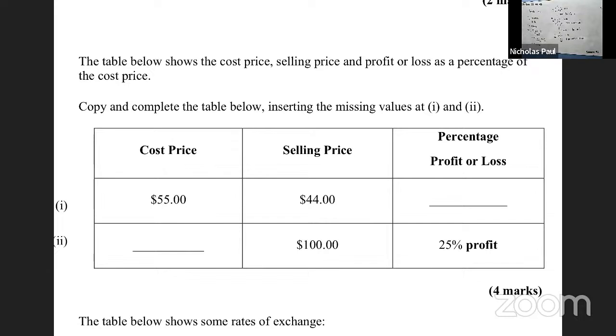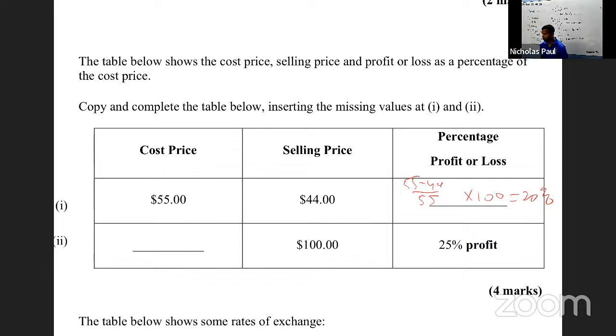Have we done? So cost price is 55, selling price is 44. So the percentage profit or loss. How are we doing that? Right, so her profit looking like a loss. To get the percentage, we take the cost price and we work out the loss on top, right? So that's 55 minus 44. That's 11. 11 and 55 is 1/5. So the answer is 20%. Yeah, so that's a 20% loss.